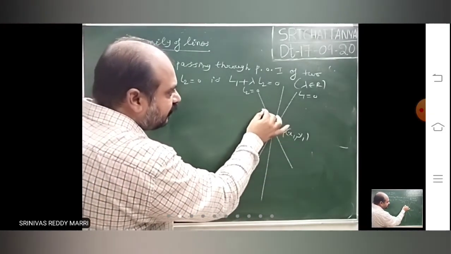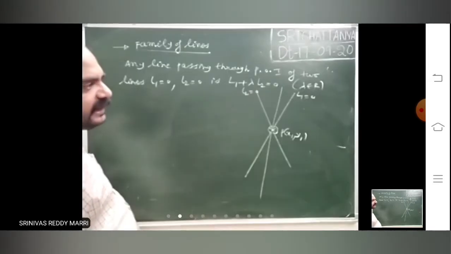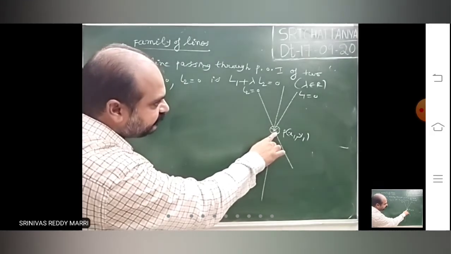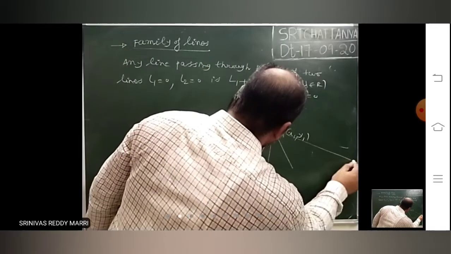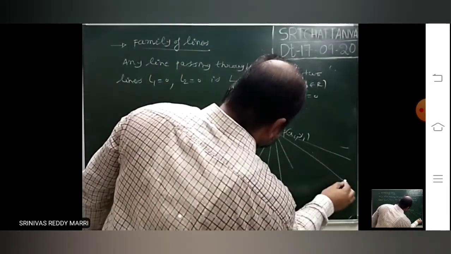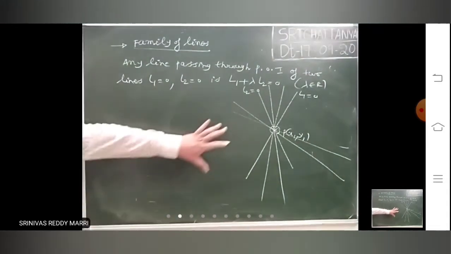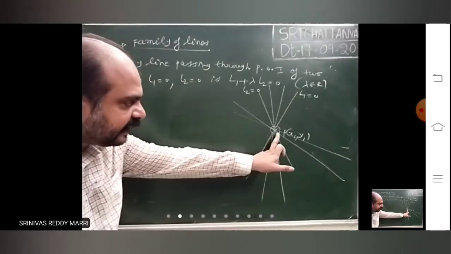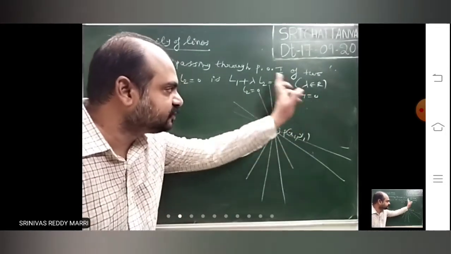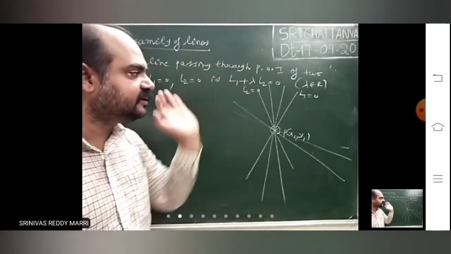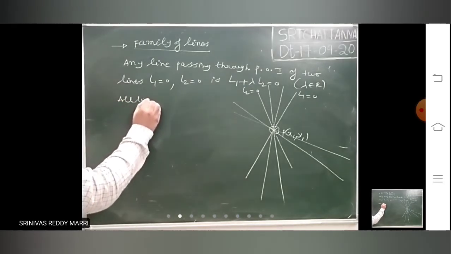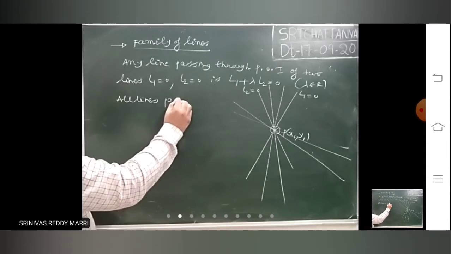If you want to draw a line passing through the intersection point of L1 equals 0 and L2 equals 0, that means only one point is there, and there will be infinite lines like this. I am drawing them. All these lines are passing through P(x1, y1). All these are the family of lines passing through the point of intersection of L1 equal to 0 and L2 equal to 0. Look, all lines passing through P.